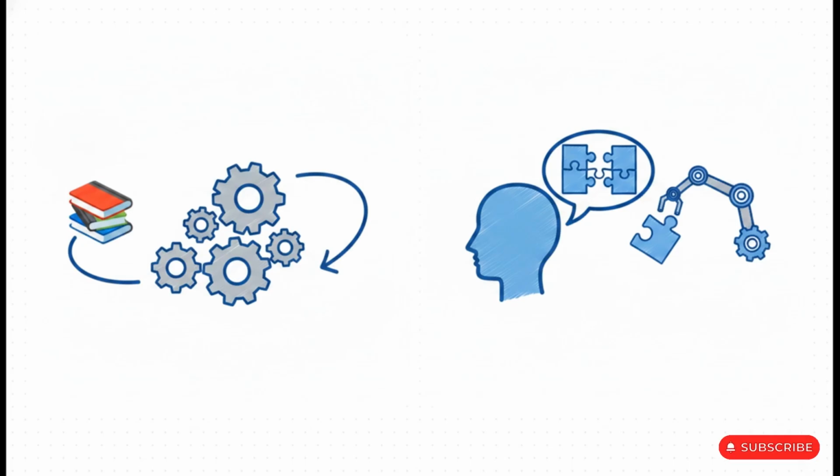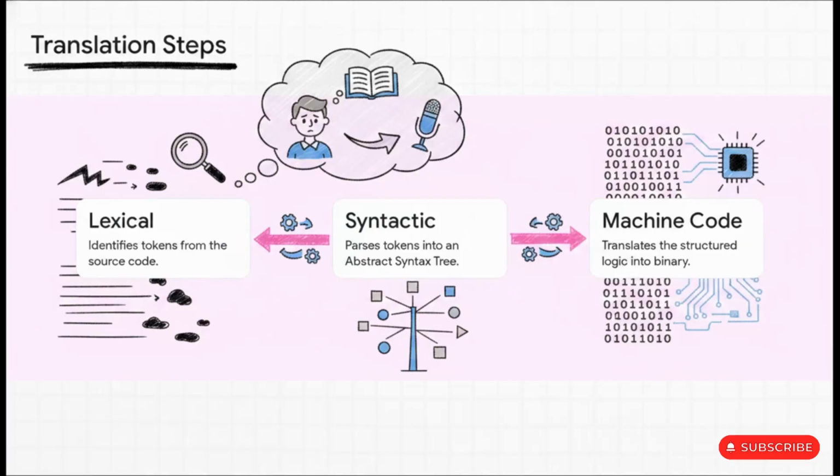On the flip side, we have interpreters, which are used in languages like Python. An interpreter is actually more like having a live translator standing right by your side, literally translating your code one single line at a time as it runs. So it might be a bit slower, for sure, but it's often way easier for a human to just write and test things on the fly. But how does this translation actually mechanically happen? Well, it happens in steps.